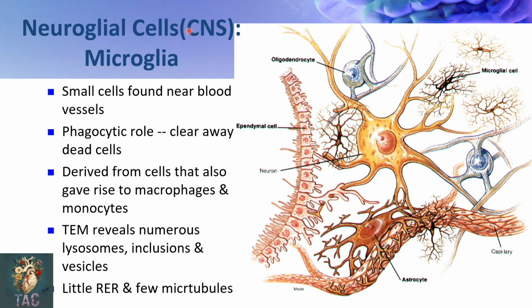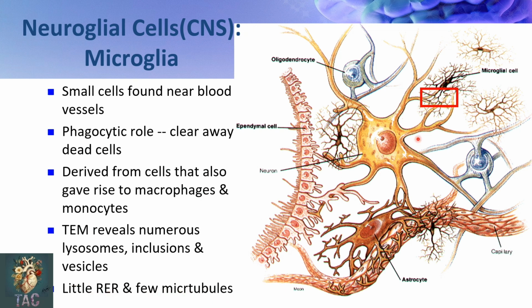So next is the microglia, and these microglia are the smallest of the glial cells. They have a phagocytic role. They are derived from the monocyte macrophage system. This is again your MCQ as well. As they are derived from the monocyte macrophage system, they reveal numerous lysosomes, inclusions and vesicles. They have little rough endoplasmic reticulum and few microtubules.